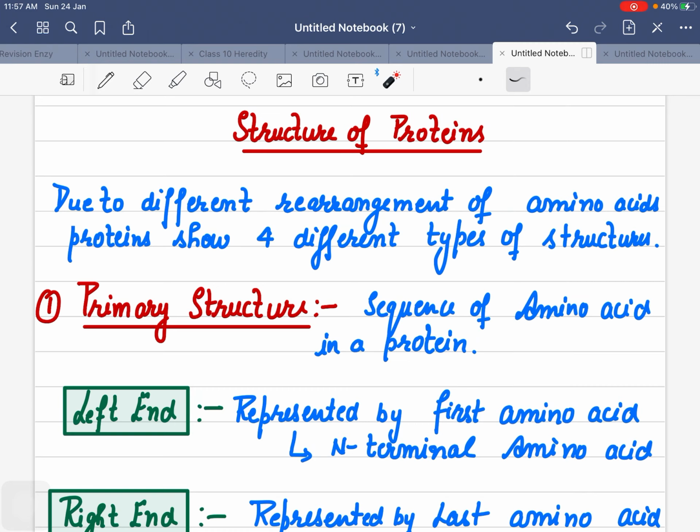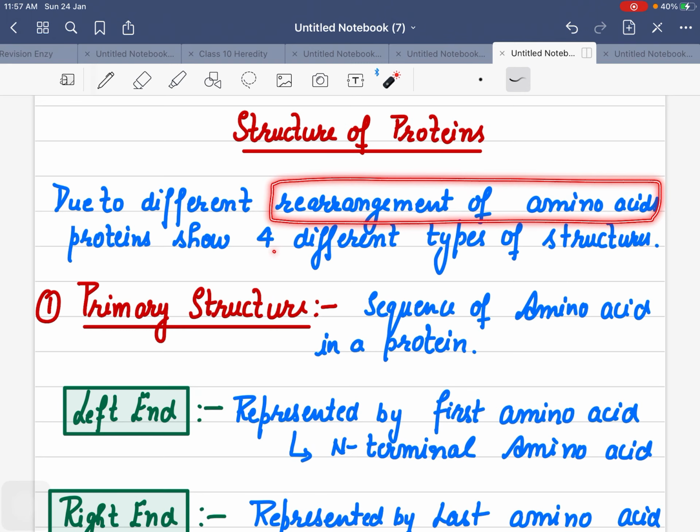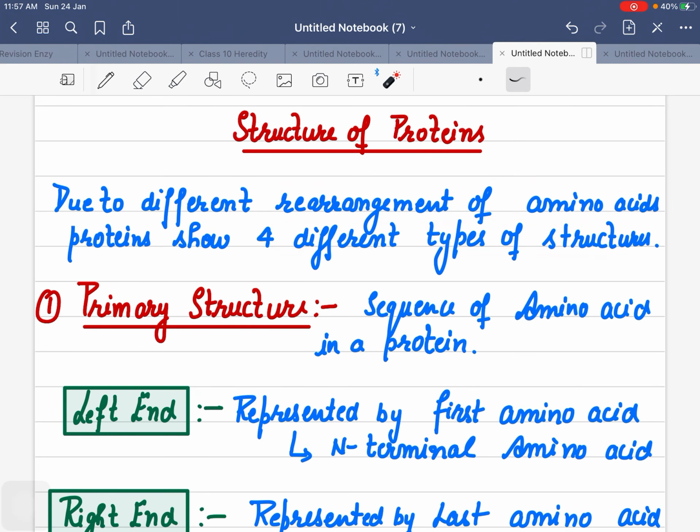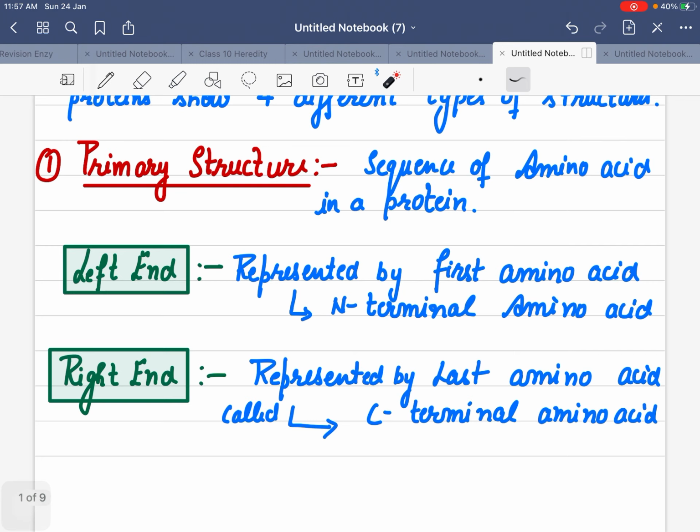We know that proteins are made up of micromolecules, which are amino acids. Due to different rearrangement of amino acids, proteins have different types of structure. Like primary structure, which is a very simple structure of a protein, in which a linear sequence of amino acids is arranged.